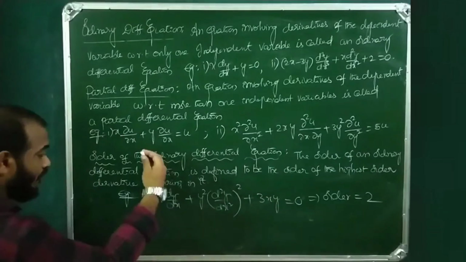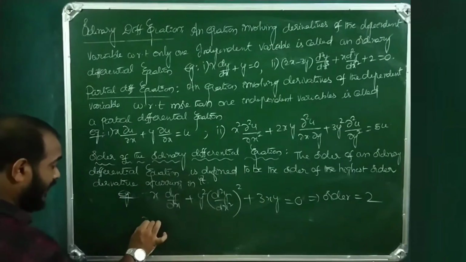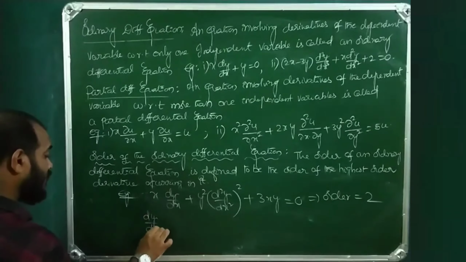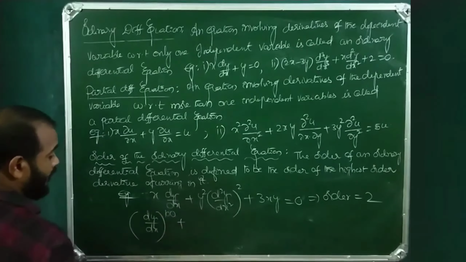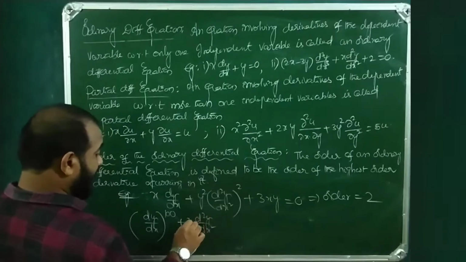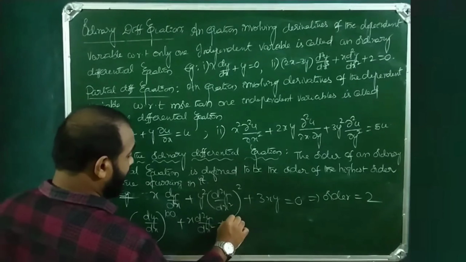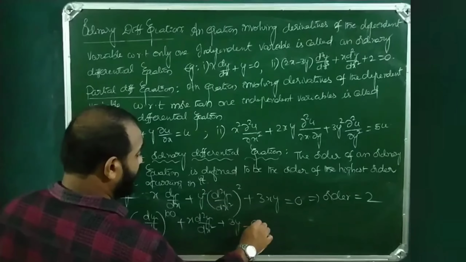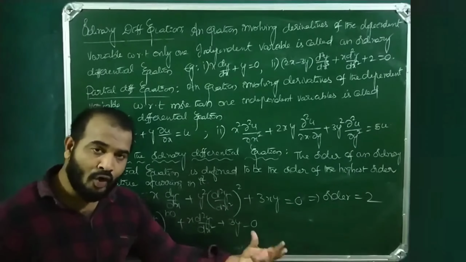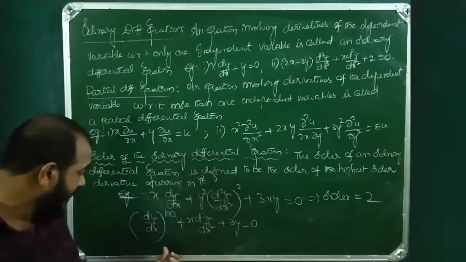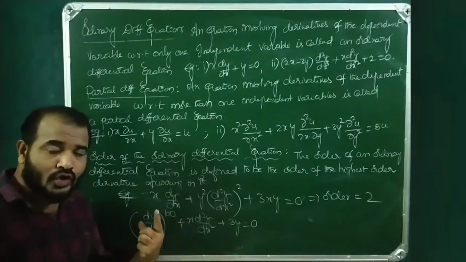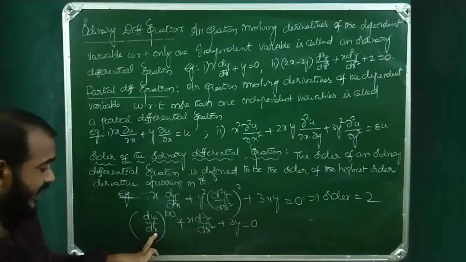2. So for example, if you take another example like x (dy by dx) whole power 100 plus d square y by dx square times x plus 3y is equal to 0. For example, if you take this as the differential equation, to be more specific, an ordinary differential equation where the number of independent variables is only one, so this is x here.